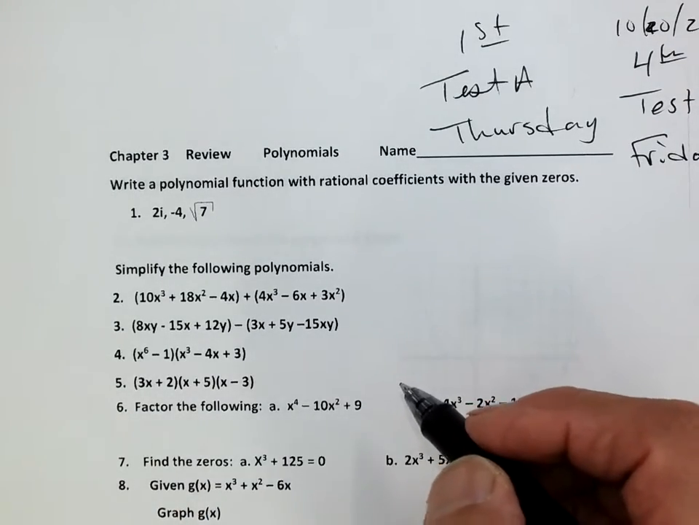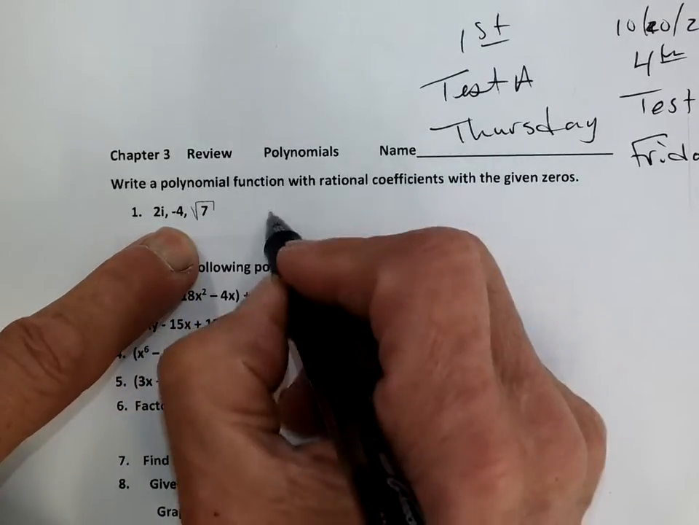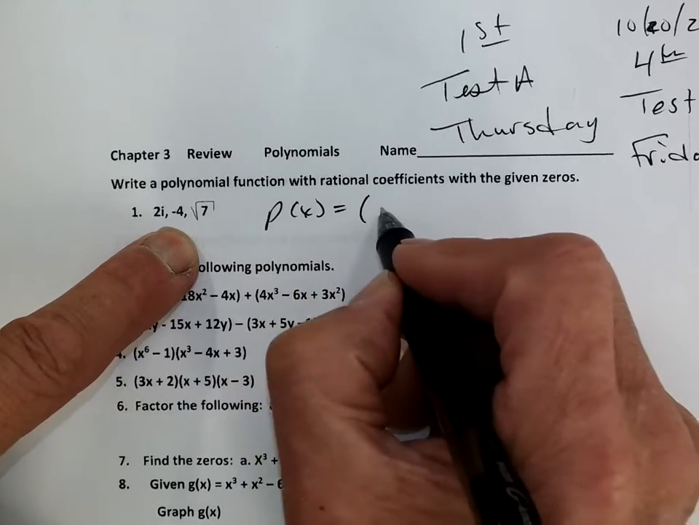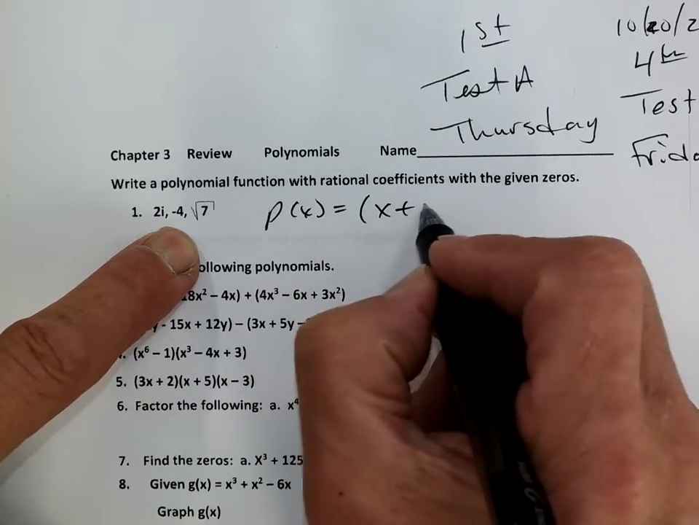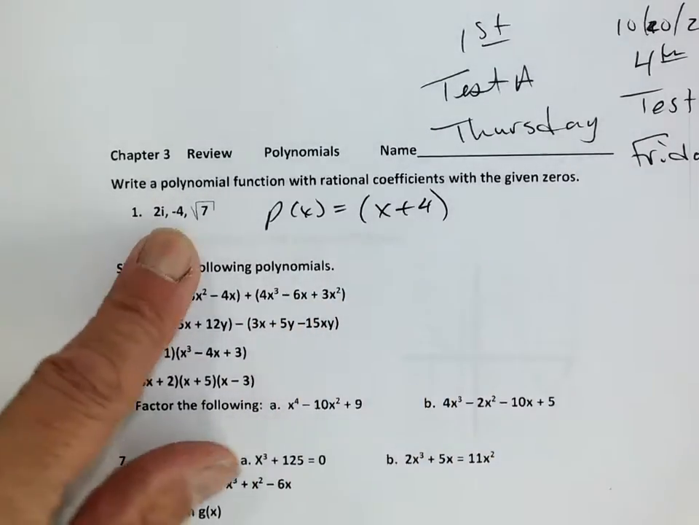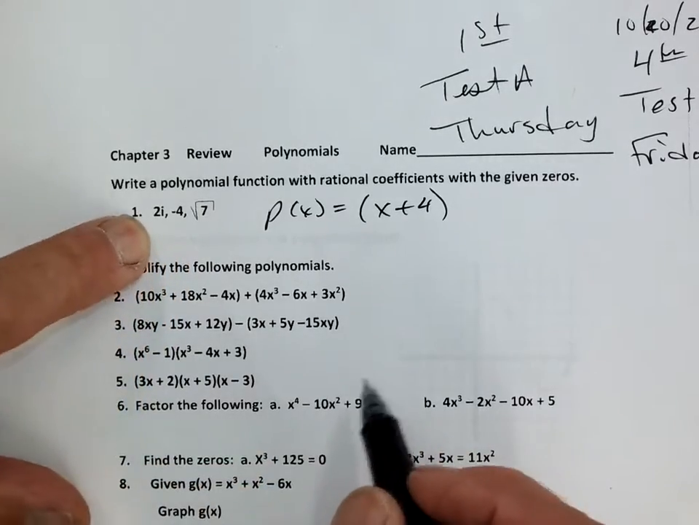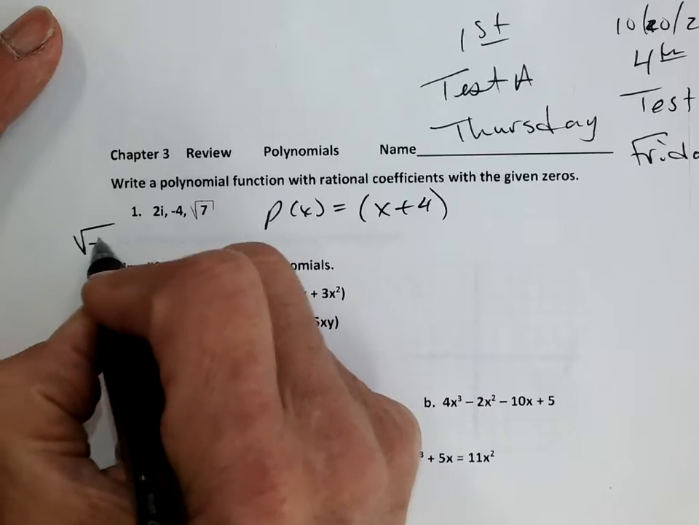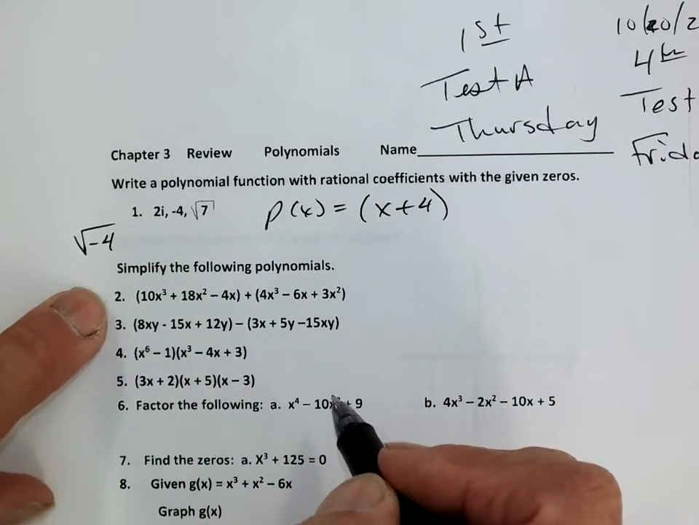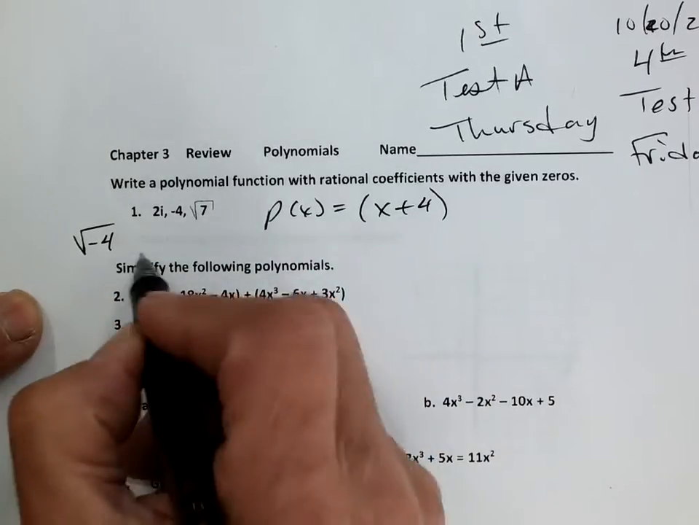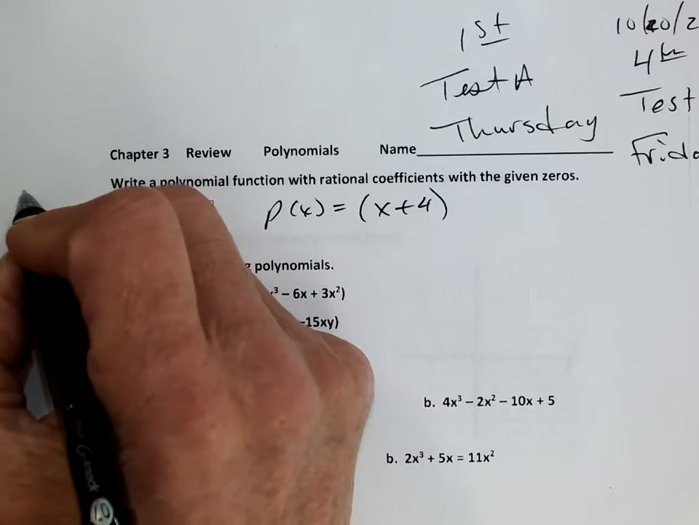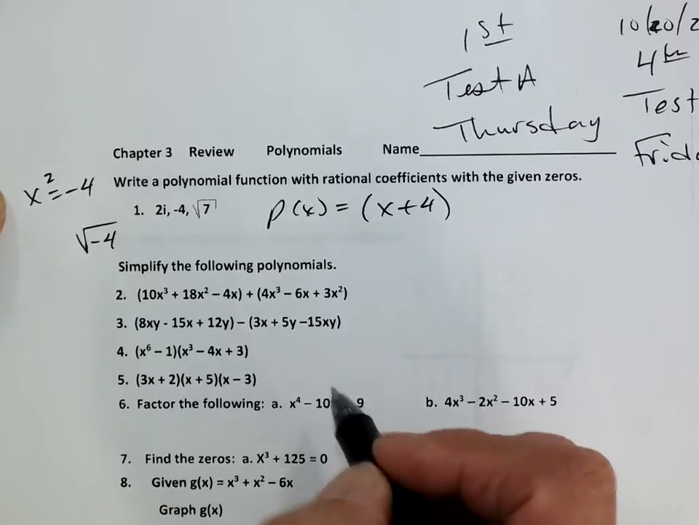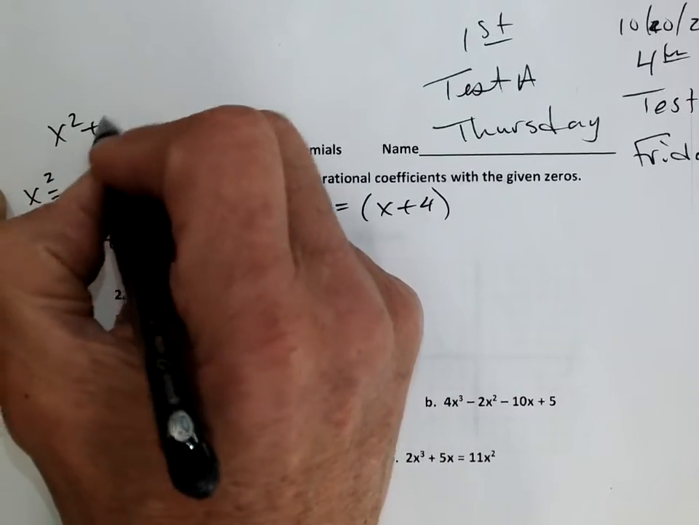So question number 1, the negative 4 is pretty easy. We're going to make a polynomial, and I know to get the negative 4, I would have had to have an x plus 4, okay? To get the 2i, well, the only way I can get a 2i is if I took the square root of a negative 4. It's the only way I can get a 2i, plus or minus. So that would have had to have come from x squared equals negative 4, and then that would have had to have come from an x squared plus 4.